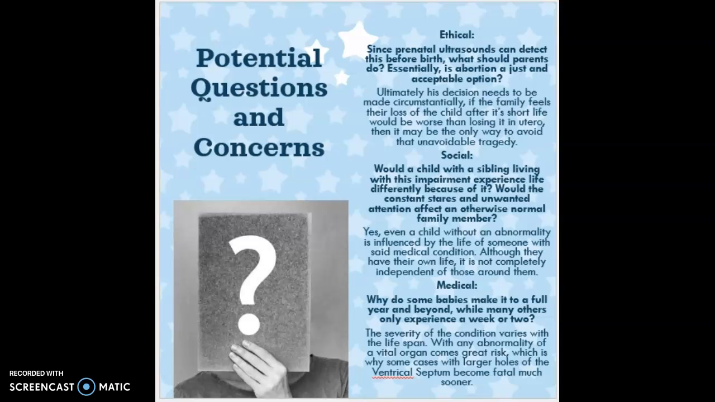Socially, would a child with a sibling living with this impairment experience life differently because of it? Would the constant stares and unwanted attention affect an otherwise normal family member? Yes. Even a child without an abnormality is influenced by the life of someone with said medical condition. What I mean by this is if a 7-year-old with a 3-month-old sibling who lives with Edwards syndrome goes into public and notices everyone staring, they're going to start wondering not only why people are doing so much staring, but also may feel that there is something wrong with their sibling.